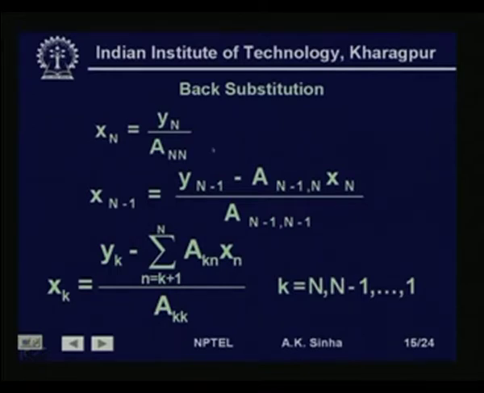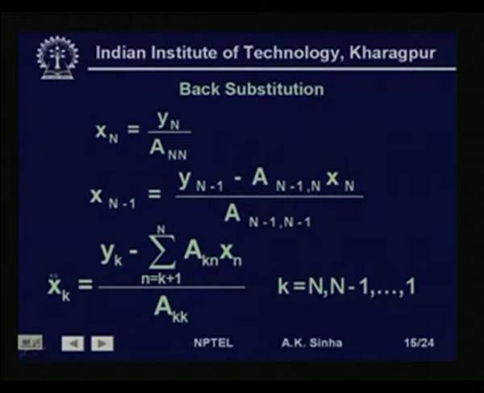So, here, as I said earlier, x n will be given by y n divided by a n n, and x n minus 1 will be given by y n minus 1 minus a n minus 1, n into x n, where the x n value is already known from here, divided by a n minus 1, n minus 1.